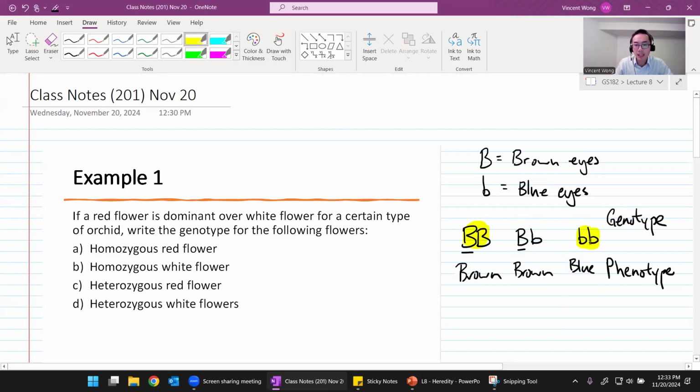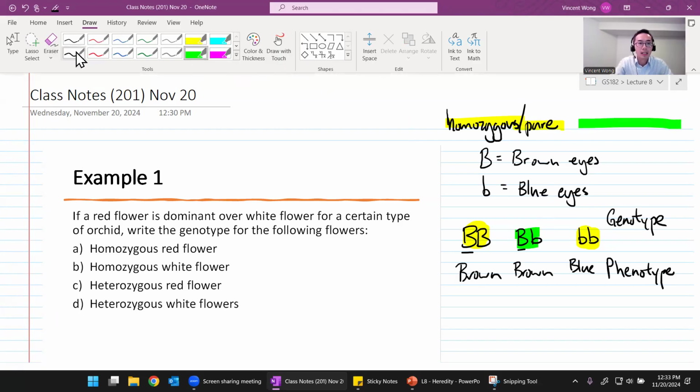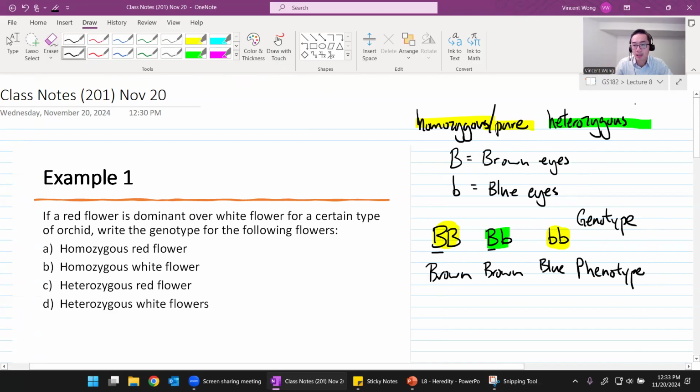People who have the same allele on both chromosomes, we call them homozygous. Okay. Another word for homozygous is pure. And people who have different alleles for a particular gene, then we say they are heterozygous. Another word for heterozygous is hybrid. It is possible to be homozygous for some genes and heterozygous for other genes.